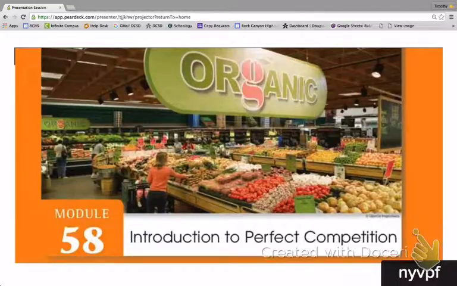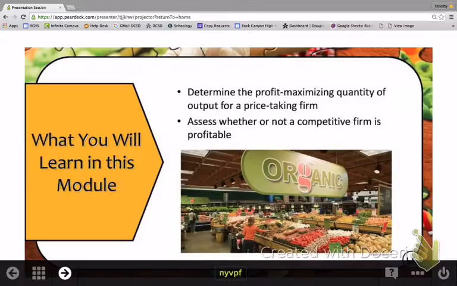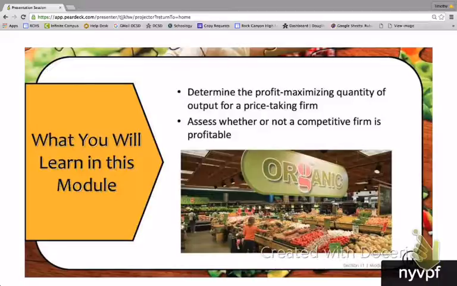perfect competition. And this module will introduce you to the market structure of perfect competition and what it is. So in this module, we are going to determine the profit-maximizing quantity of output for a price-taking firm, and we will assess whether or not a competitive firm is actually profitable.